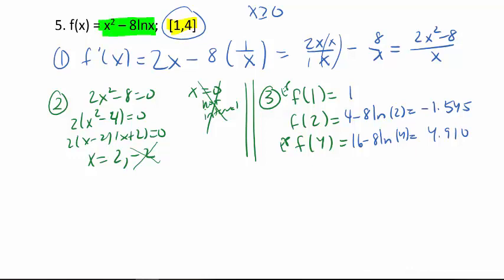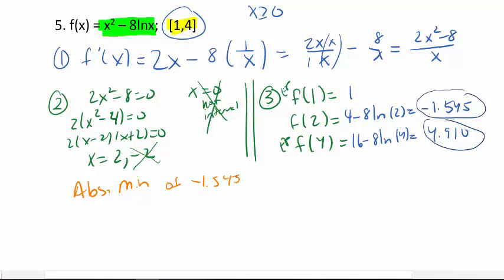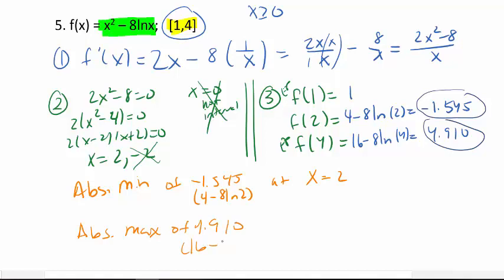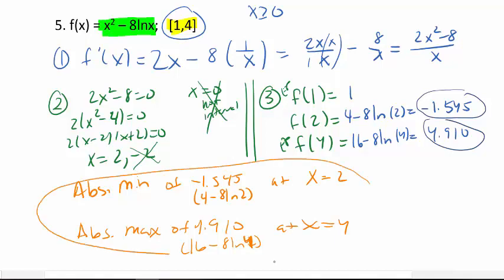So looking for my smallest is here, looking at my largest is here. So I have an absolute minimum of negative 1.545. If they want it exact, it'd be 4 minus 8 natural log of 2 at x equals 2, and an absolute max of 4.910. Exact would be 16 minus 8 natural log of 4 at x equals 4. That's my answer.